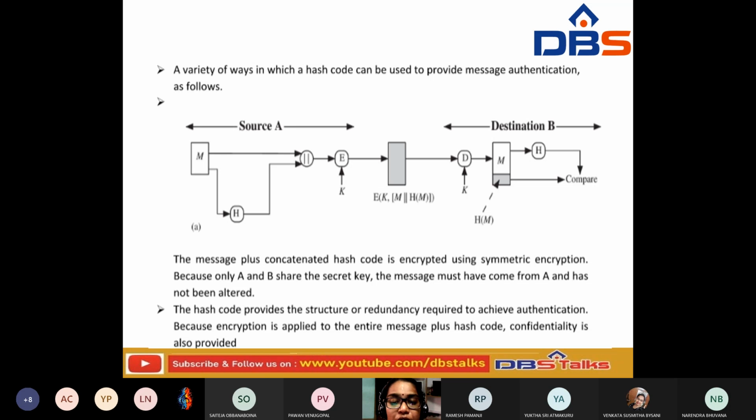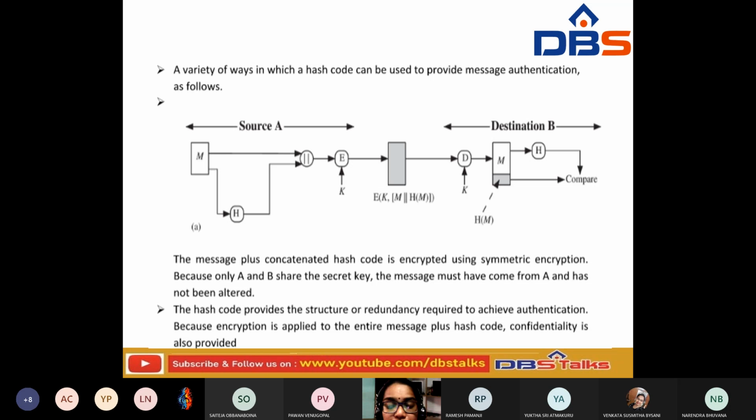The hash code that we apply provides the structure or redundancy required to achieve authentication. Because we have already applied encryption to the entire message plus hash code, confidentiality is also provided. This is one way that we send a message of so much length: we have converted this large message into a fixed length message.